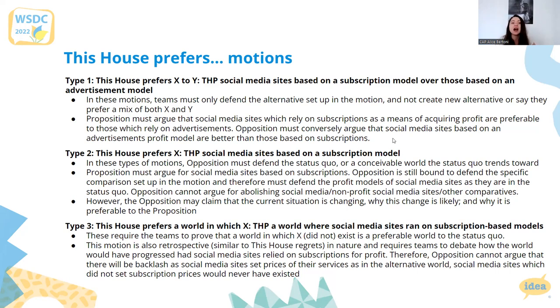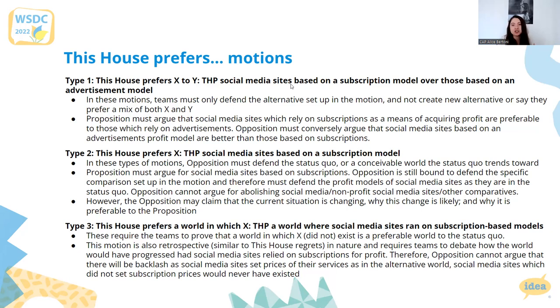This is very different from this House prefers X. In this example, this would be this House prefers social media sites based on a subscription model, because on that specific kind of motion, the opposition doesn't necessarily have another thing that is their stance. So the stance of opposition here is basically the status quo. While proposition is arguing for the specific things that are being defined in the debate, opposition basically has the option of what is happening in the status quo and what is likely to happen in the status quo.